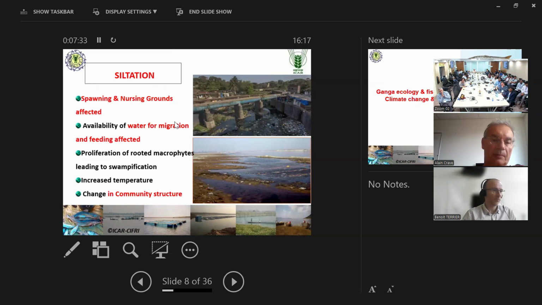Say one example is siltation. Because of siltation, how are the spawning grounds and nursery grounds affected? You look at the right side of the picture: the pollution, then the water for migration and feeding. The fish, plankton and benthic organisms get affected because of the low discharge and the pollution. And also the macrophytes get polluted, and because of the reduced flow there will be an increase in temperature, and finally the community structure changes.